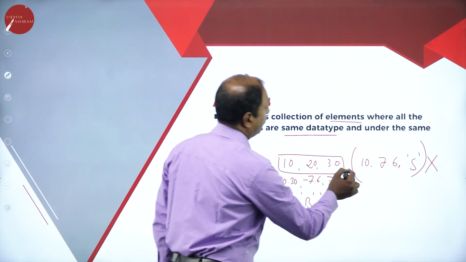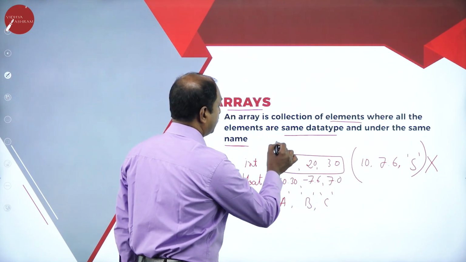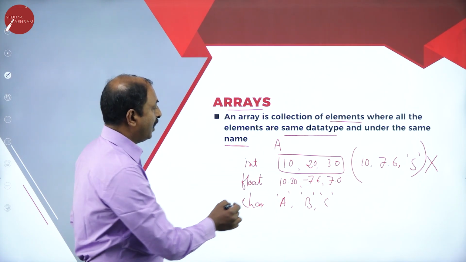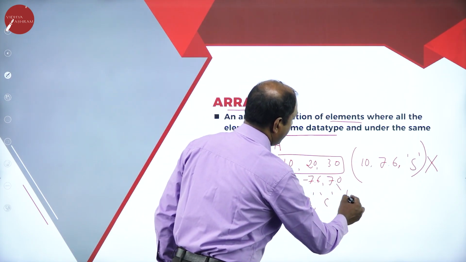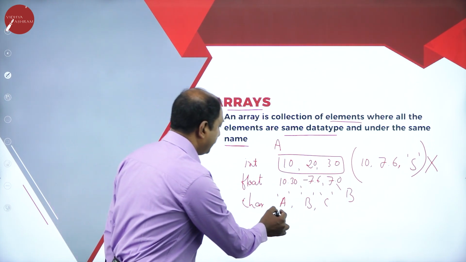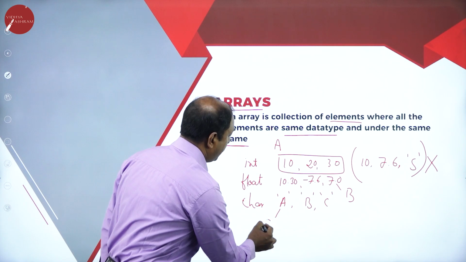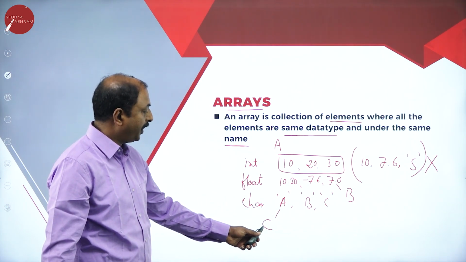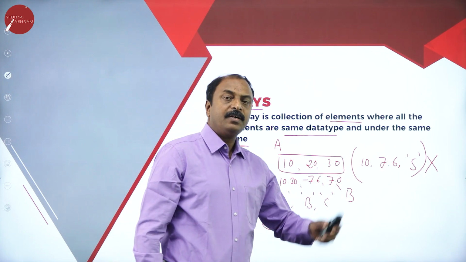I am giving only one name for this. For example, A. A is an integer array, or I can name this as B. This is the name of an array, and this is another, C. It is a character array. See, under one name we are storing different values.